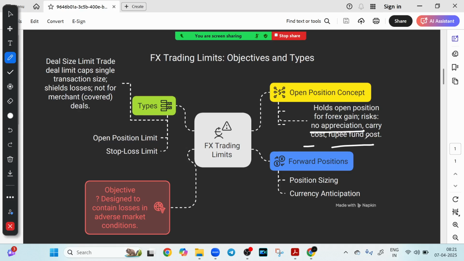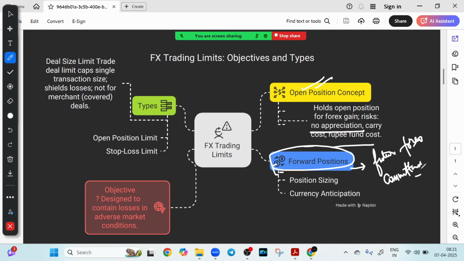Now friends, we have discussed the open position, now let's discuss the forward position. So whenever you see the open position, just remember this key point, that the bank holds a currency position open expecting to gain from the forex movement. If you look at the forward position, this involves future forex commitment. That is called forward position.